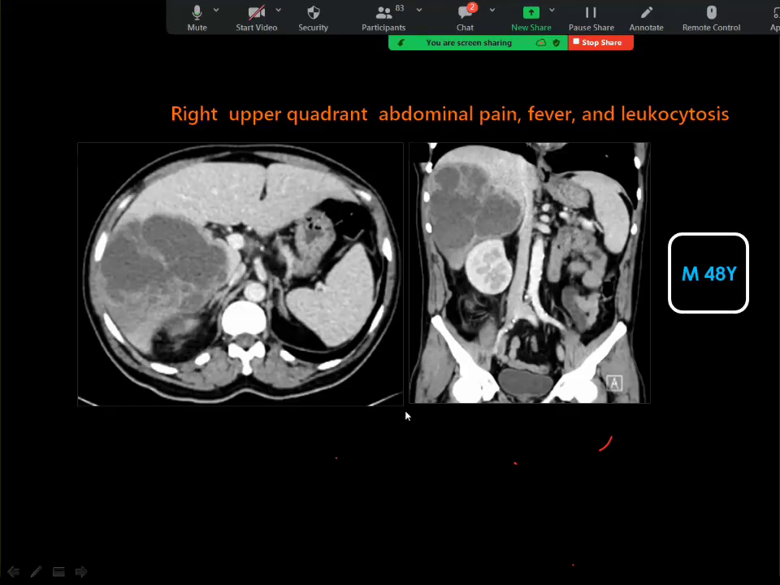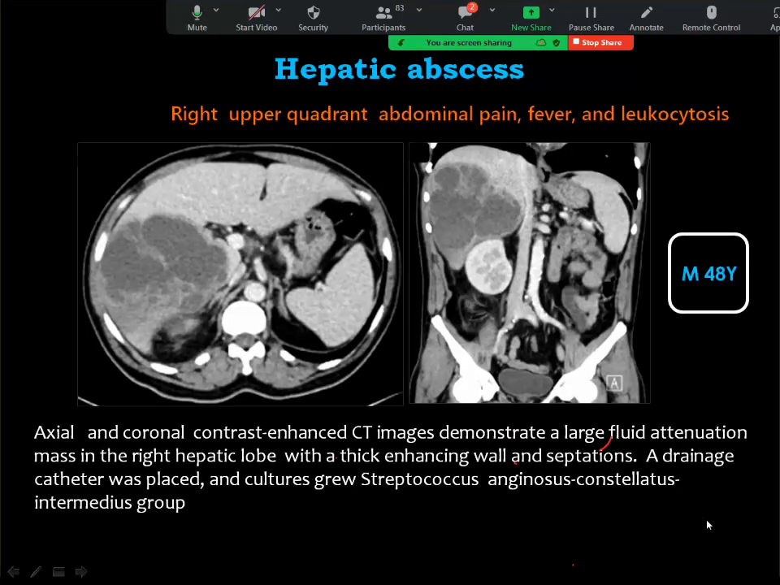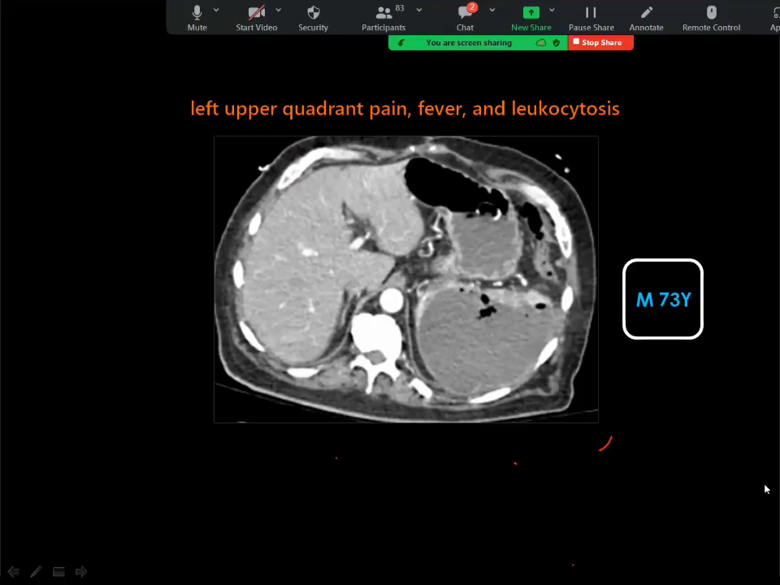But don't consider the abscess to be exactly rounded and surrounded by a very well halo of edema. No, the abscess can have a lot of configurations. There may be a big abscess and some daughter abscesses nearby. Next case is a male, 73 years old, with left upper quadrant pain, fever, and leukocytosis.